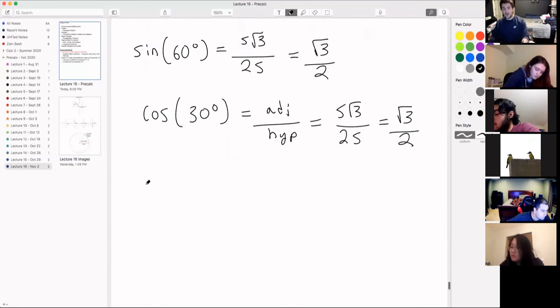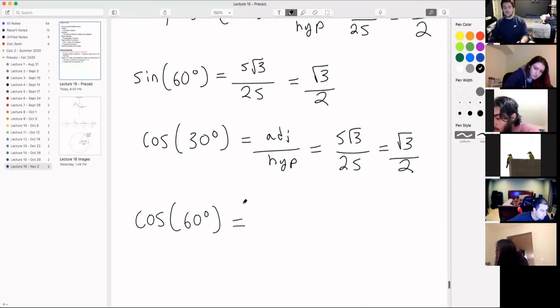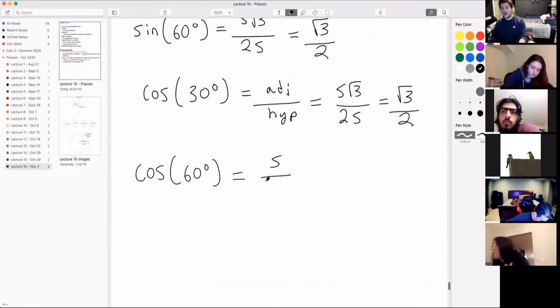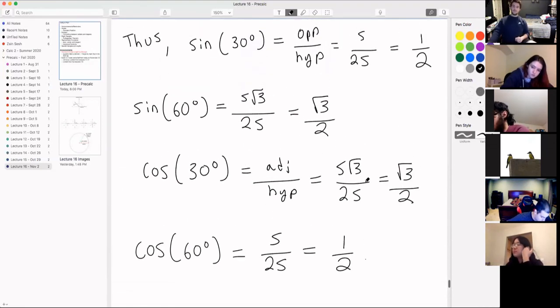Very nice. Last one. Let's do cosine of 60 degrees. Now I'm changing my reference point to 60 degrees. I need to look at the adjacent over hypotenuse from this point of view. Adjacent is s, hypotenuse is 2s. So I will do s over 2s, which is 1/2. Very, very nice, very fundamental. We're going to be using these values all over the place.